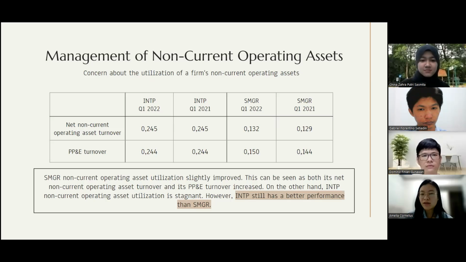So after we analyze the working capital, we need to analyze the company's management of non-current operating assets. SMGR's non-current operating asset utilization slightly improved, as both its net non-current operating asset turnover and its PPE turnover increased. On the other hand, INTP's non-current operating asset utilization is stagnant. However, INTP still performs better than SMGR because it creates more rupiah of revenue for each rupiah of non-current operating assets and PPE.